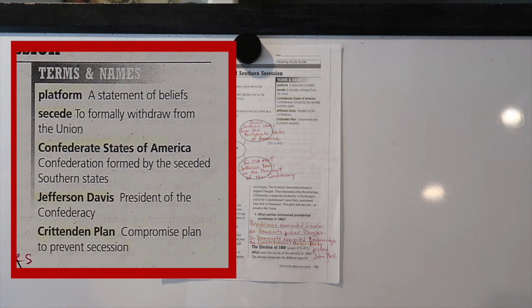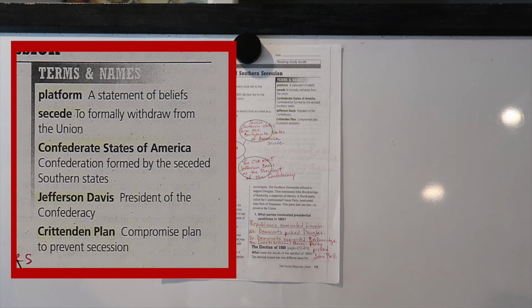And they form a new country in Montgomery, Alabama, called the Confederate States of America. And we talked about why they chose that word Confederate. And they chose Jefferson Davis as the president of the Confederacy. And the last term was about a last chance compromise plan to try to get the southern states not to secede, called the Crittenden Plan. However, the compromise was not agreed to by the Congress, and Abraham Lincoln rejected it as well.